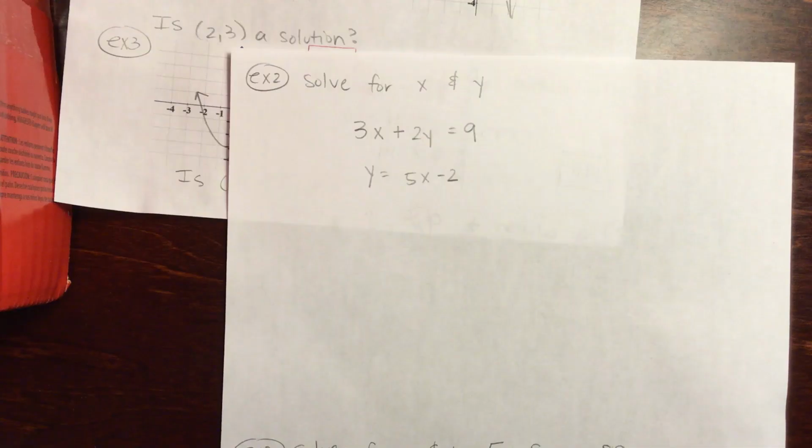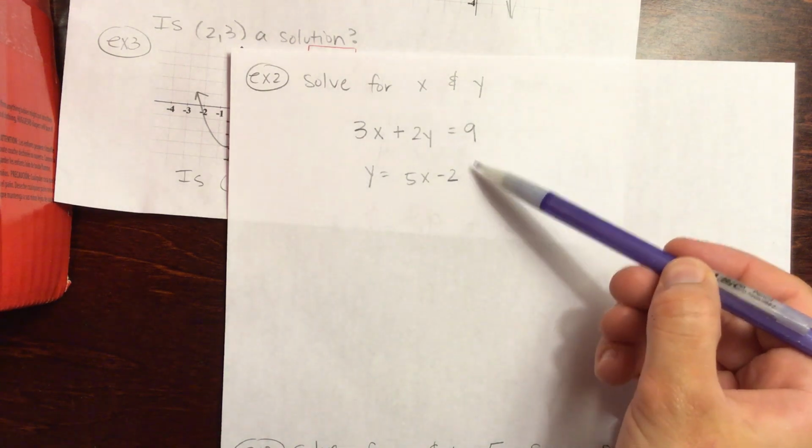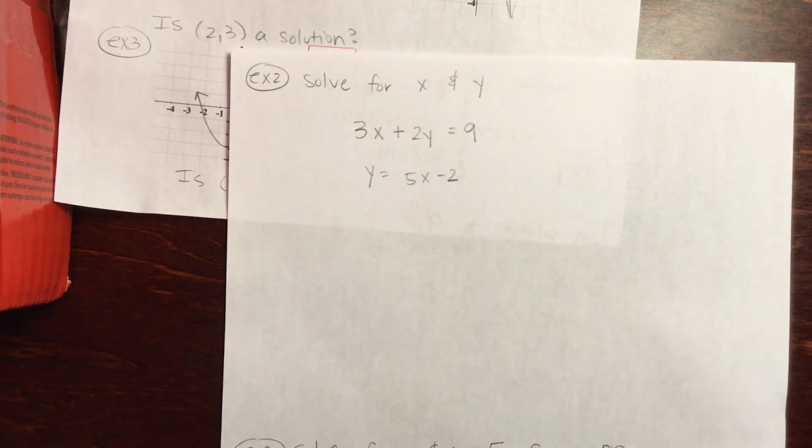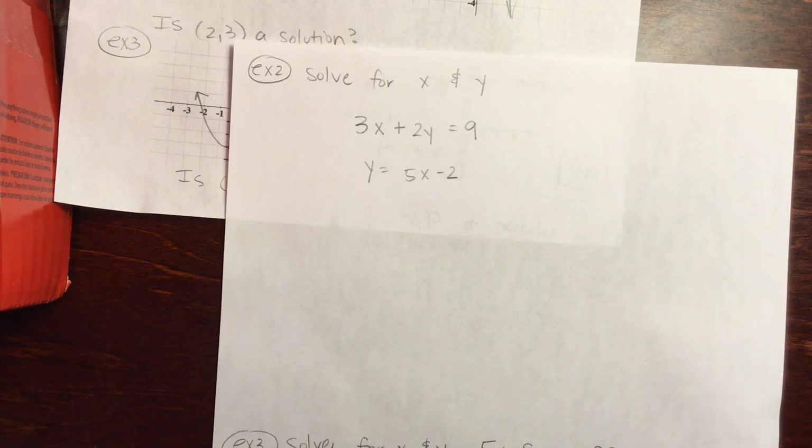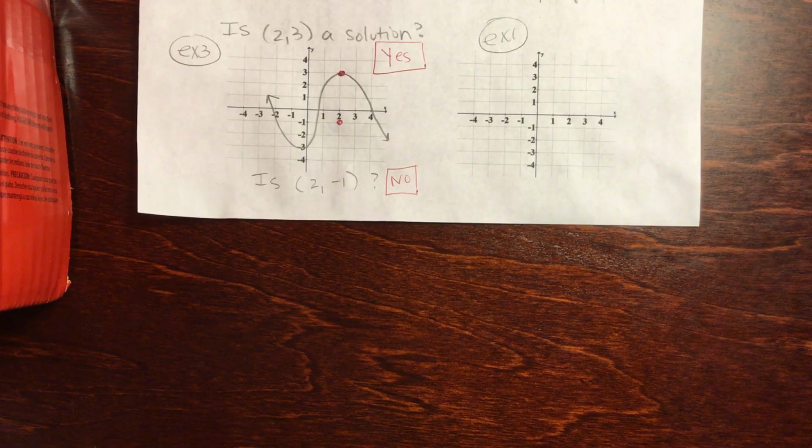A system of equations is something like this, where you have multiple equations and you're solving for both the x and the y. When solving a system of equations, you can either graph them and look to see where your two lines cross, or you can solve them using substitution or elimination with addition. Let's start with graphing. Example 1, graphically solve 3x plus 2y equals 9 and y equals 5x minus 2.